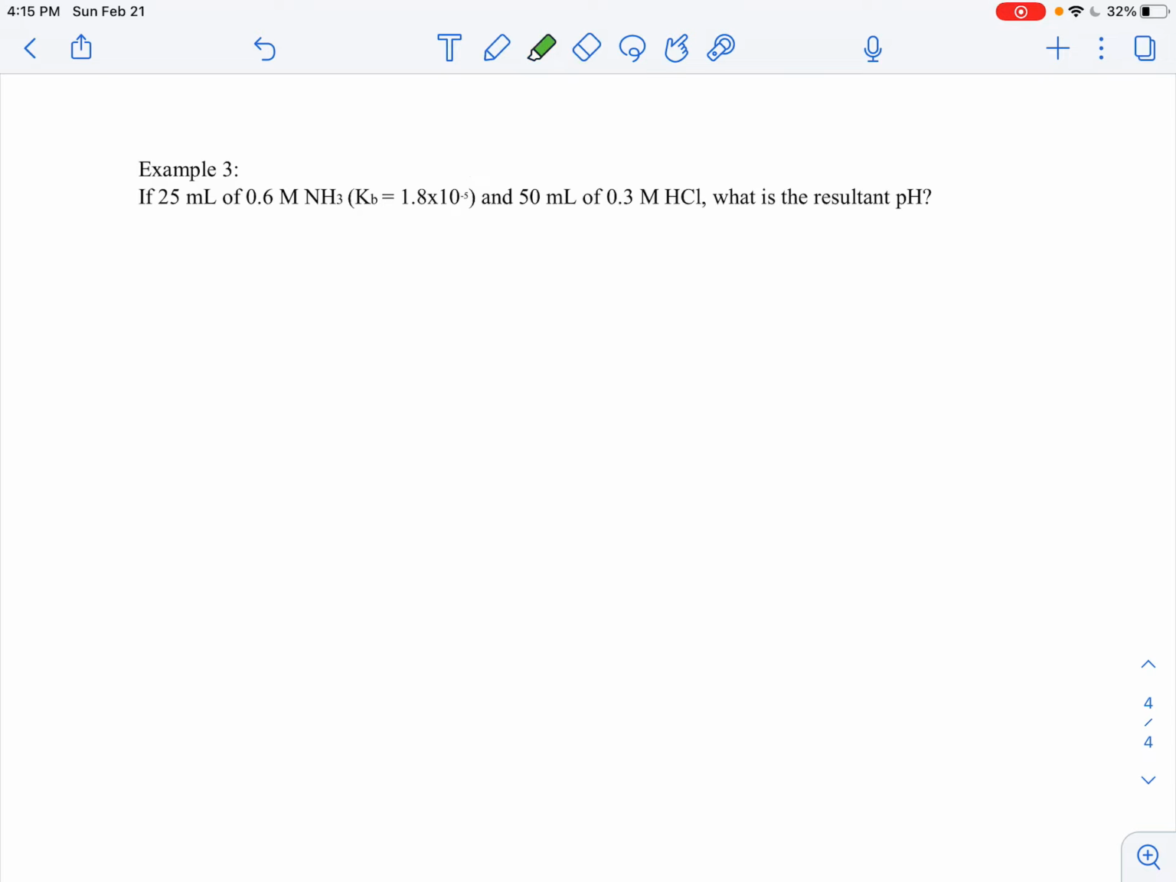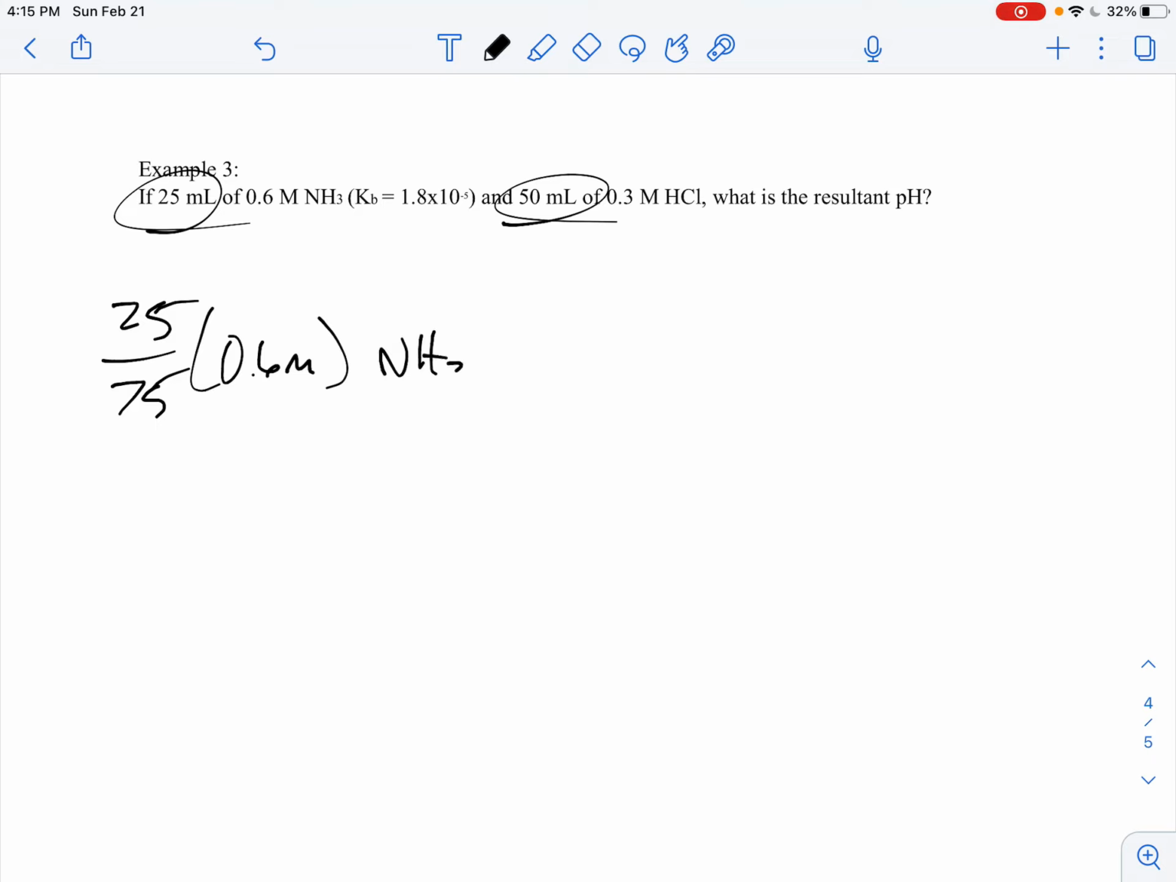Because I'm doing a weak base that's here with a strong acid that's here, and I'm going to do it at the equivalence point. How do I know it's at the equivalence point? Well, let's check it out. 25 and 50 is going to be 25/75 of 0.6 molarity of my ammonia, which is my weak base. So 25/75, it's going to be a third of 0.6. That's going to be 0.2 molarity of my weak base.